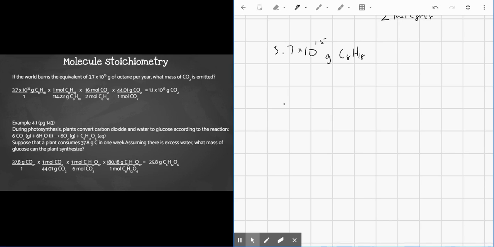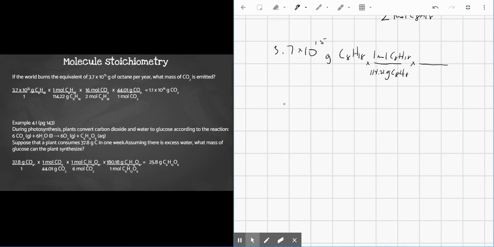And we're trying to change that to moles. So I need to divide by the molar mass, the grams of octane in 1 mole of octane. How many grams is that? We add up our 8 carbons and our 18 hydrogens, and we get 114.22. Okay, and then I'm at moles of A. A is just whatever compound is given, so this is my A.